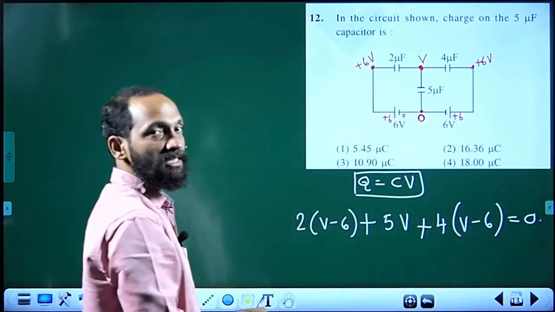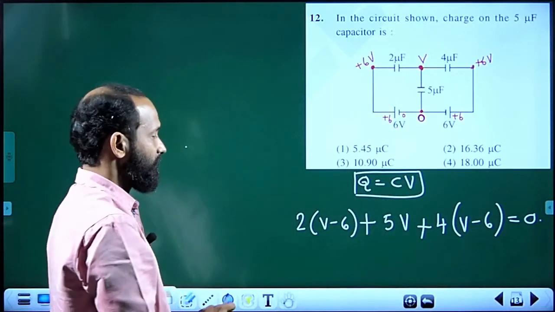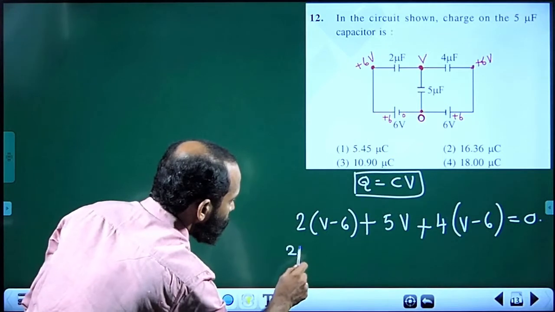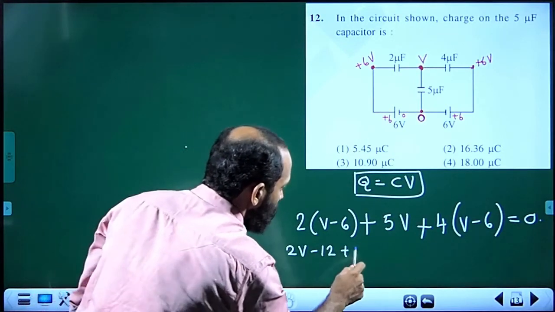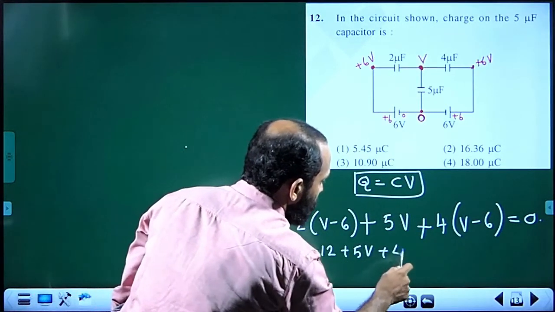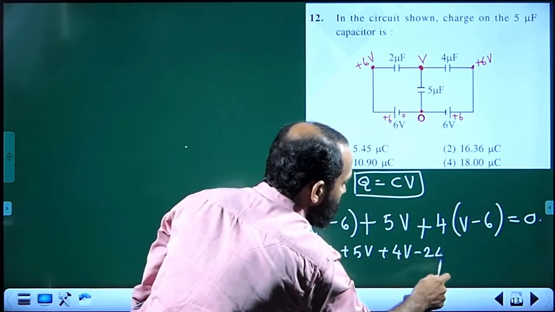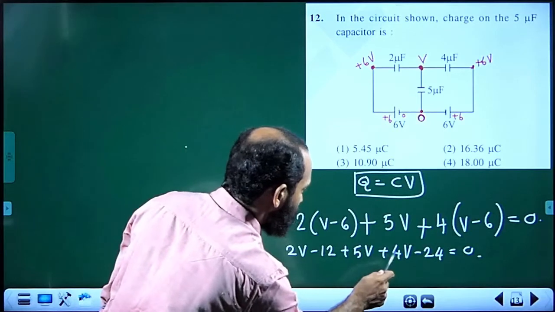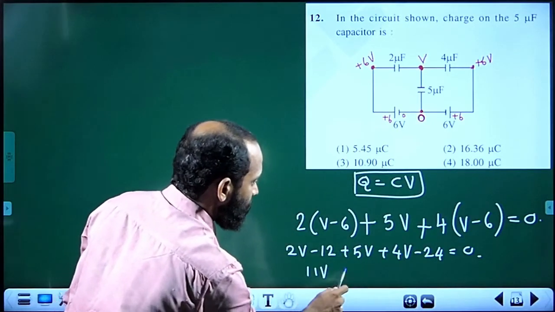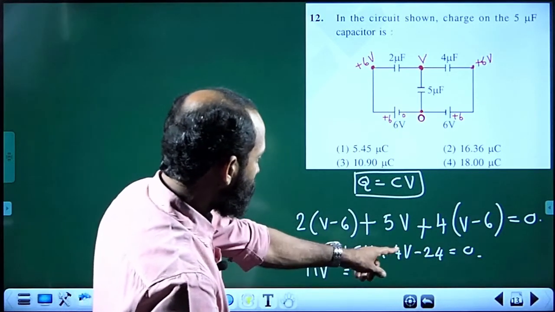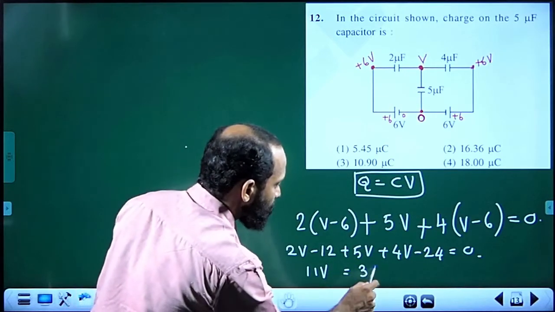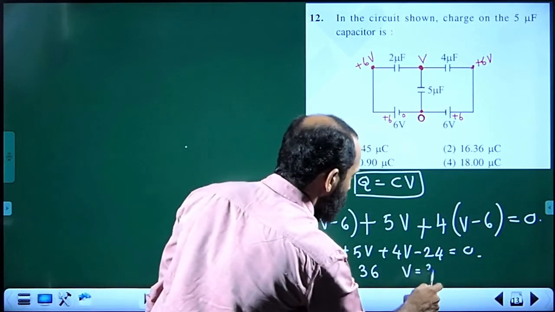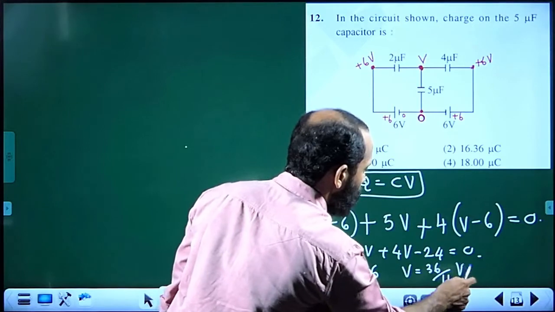The sum of charges at the point V is equal to 0, algebraic sum. Now, that is 2V minus 12 plus 5V plus 4V minus 24 equal to 0. 2V, 5V, 4V, 11V is equal to 24 plus 12, 36, that becomes plus 36. So V you got as 36 by 11 volt.